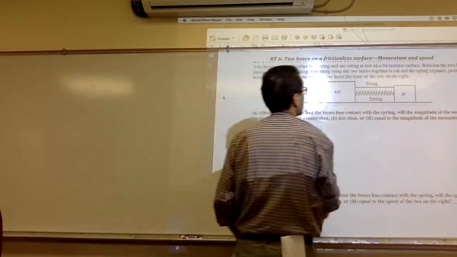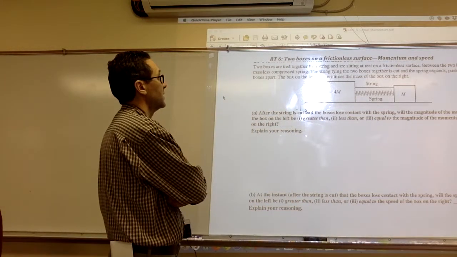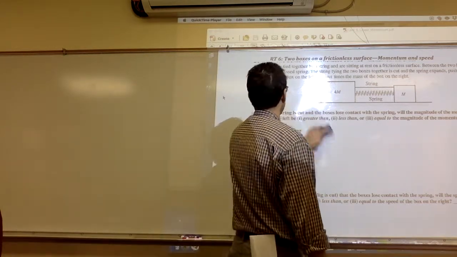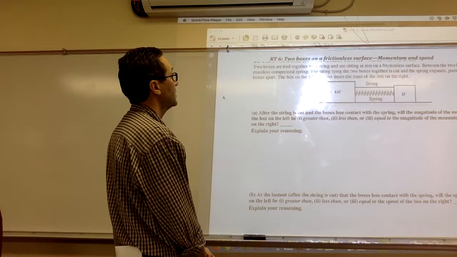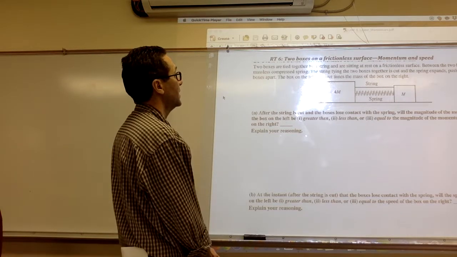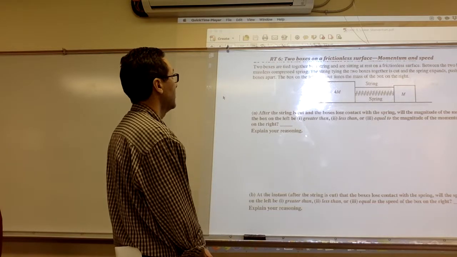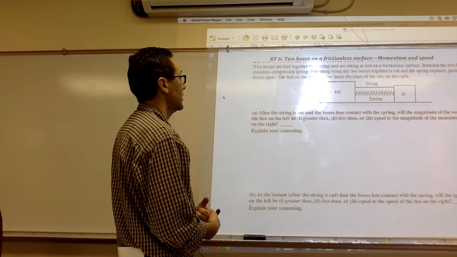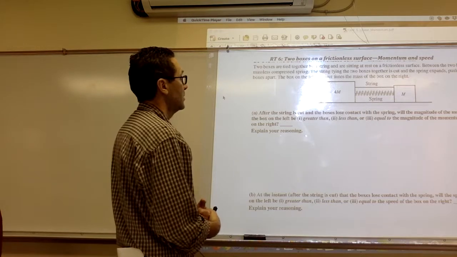Okay. Two boxes on a frictionless surface, momentum and speed. Two boxes are tied together by string and are sitting at rest on a frictionless surface. Between the two boxes is a massless compressed spring. The string tying the two boxes together is cut and the spring expands, pushing the boxes apart. The box on the left has 4 times the mass of the box on the right. After the string is cut and the boxes lose contact with the spring, is the magnitude of the momentum of the box greater than, less than, or equal to?